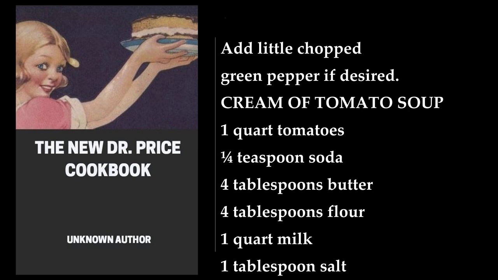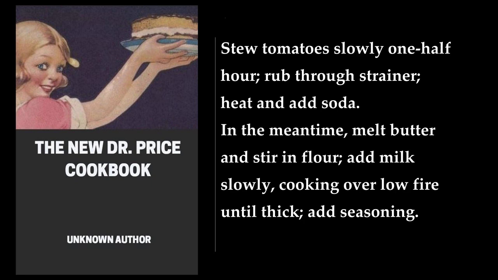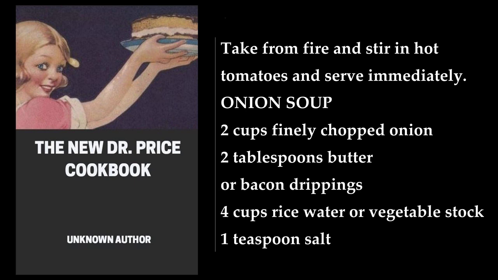Cream of tomato soup. 1 quart tomatoes. 1/4 teaspoon soda. 4 tablespoons butter. 4 tablespoons flour. 1 quart milk. 1 tablespoon salt. 1/2 teaspoon pepper. Stew tomatoes slowly 1/2 hour, rub through strainer, heat and add soda. In the meantime, melt butter and stir in flour, add milk slowly, cooking over low fire until thick, add seasoning. Take from fire and stir in hot tomatoes and serve immediately.